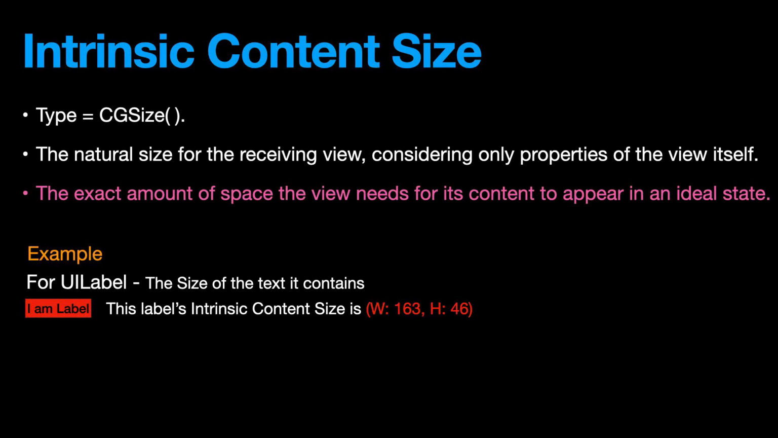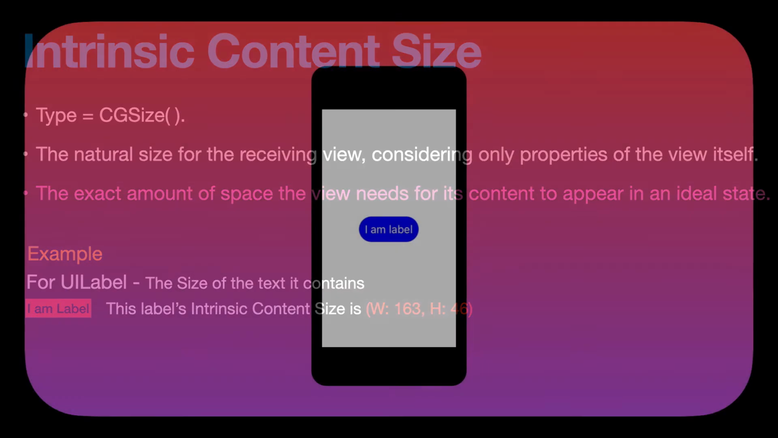In general, the intrinsic content size is the exact size of its normal CGSize. You do not need to worry about this term unless you are dealing with content compression resistance and content hugging priority. Don't worry, we will discuss these terms in an upcoming video. For example, a label having a red background color has an intrinsic content size of width equals 163 and height equals 46.